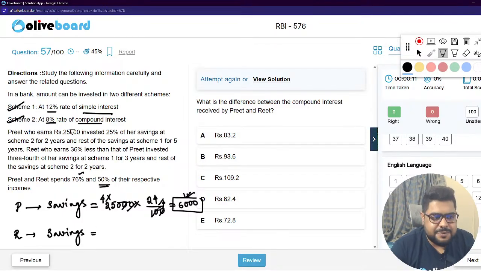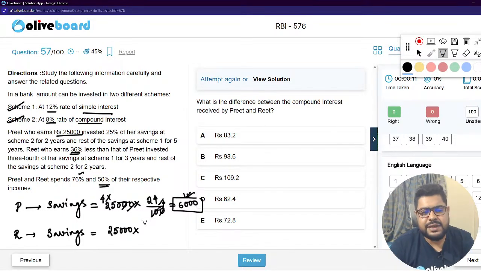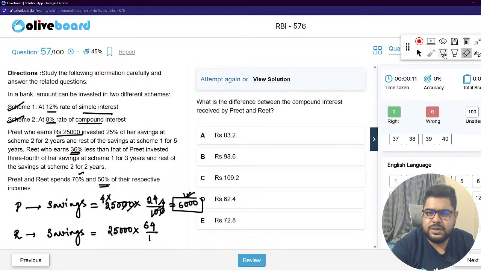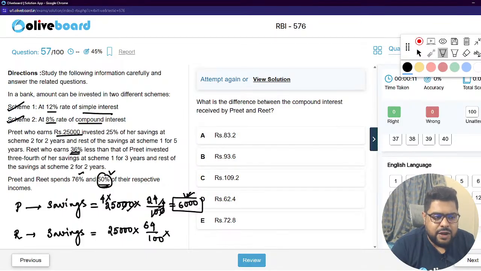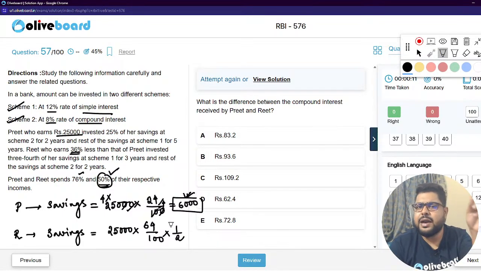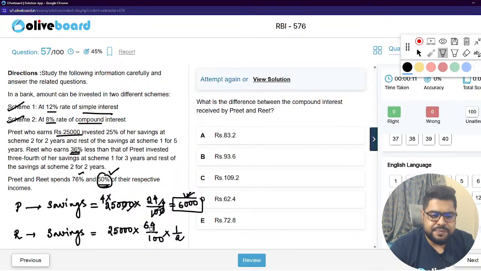50%. Acha. Reet earned 36% less than Preet. So Reet's income is 25,000 into 36% less, meaning 64%. Meaning 64 by 100, into 50% of the respective income they actually save, meaning half. So let's do the calculation. This is done. This is 32.